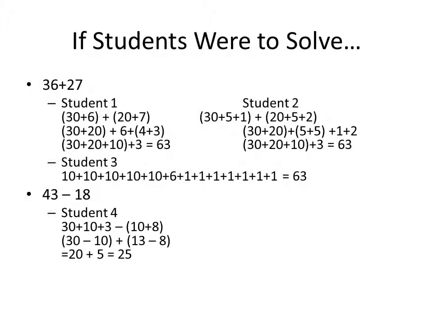Student 4's work would follow a similar format as student 4's work in the previous problem, 43 minus 18, decomposing that 18 into 1 ten and 8 ones, and needing to regroup one of the tens from 43 in order to have enough ones to subtract 8 from.